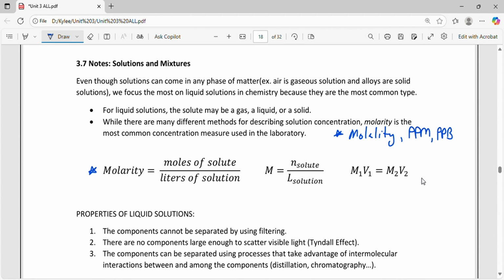So molarity is moles of solute over liters of solution. So this is going to be n, the number of moles, divided by the liters.